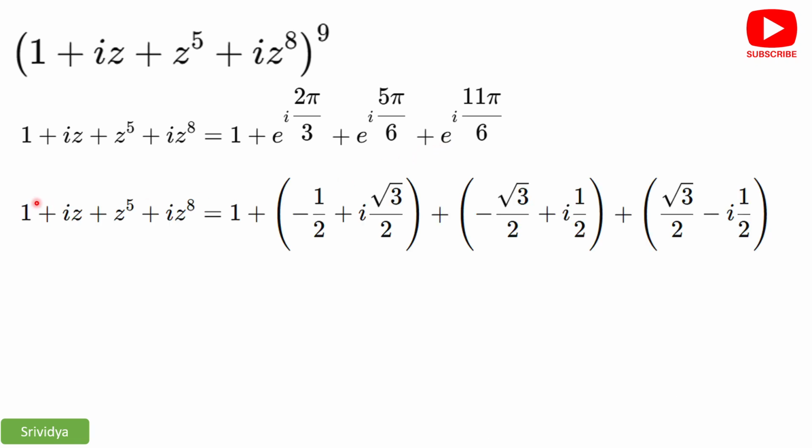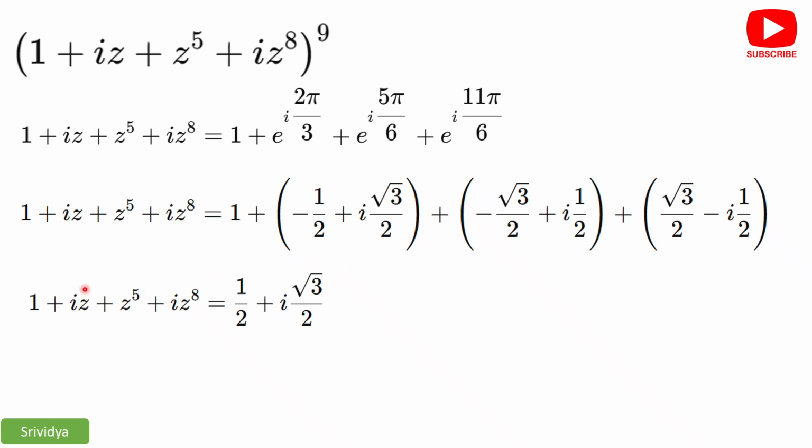We have seen that when we express this in rectangular form, or a plus ib form, e to the power of i into 2 pi by 3 is minus 1 by 2 plus i into root 3 by 2, and e to the power of i into 5 pi by 6 is minus root 3 by 2 plus i into 1 by 2, and e to the power of i into 11 pi by 6 is root 3 by 2 minus i into 1 by 2. Now let us see what the real and imaginary parts of this complex number are.